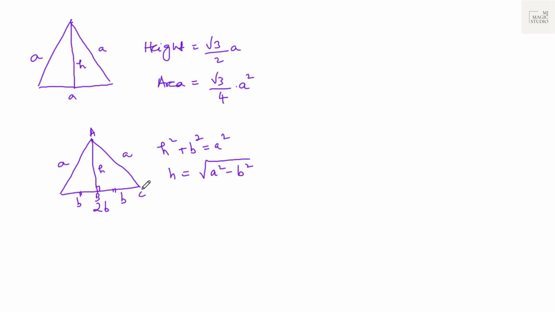Now what is B? B is half of the unequal side. That is the height, and hence the area of an isosceles triangle will be half into base, which is 2B, into height, root over A square minus B square, and hence the formula becomes B into root over A square minus B square, where B is the semi or half of the third unequal side.